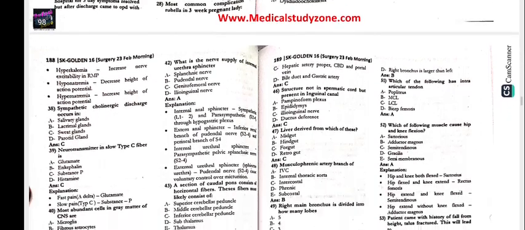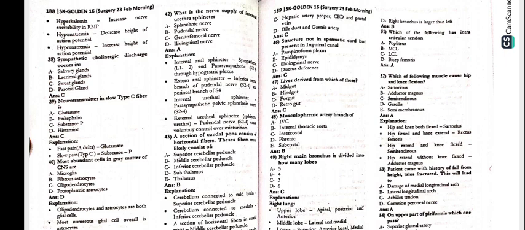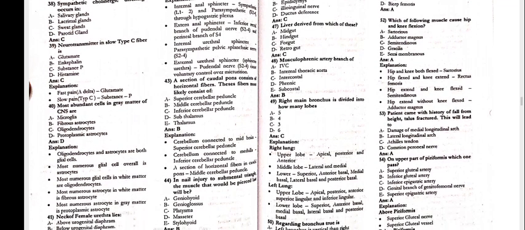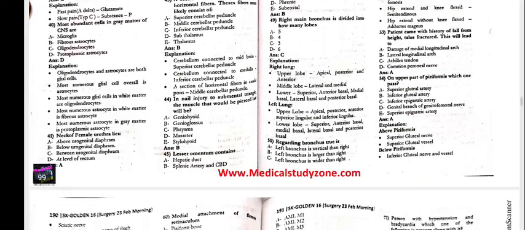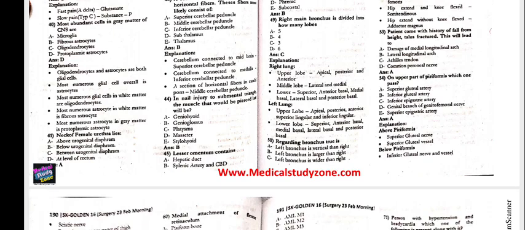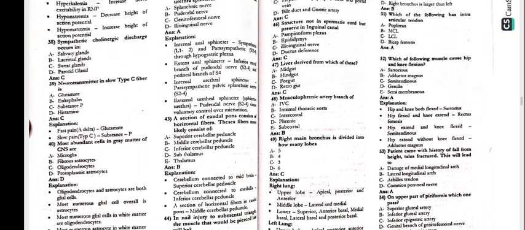Next, 38. The sympathetic cholinergic discharge occurs in the sweat glands. 39. Neurotransmitter in slow type C fiber is substance P. 40. Most abundant cells in the gray matter of the CNS are protoplasmic astrocytes. 41. The neck of the female urethra lies above the urogenital diaphragm.